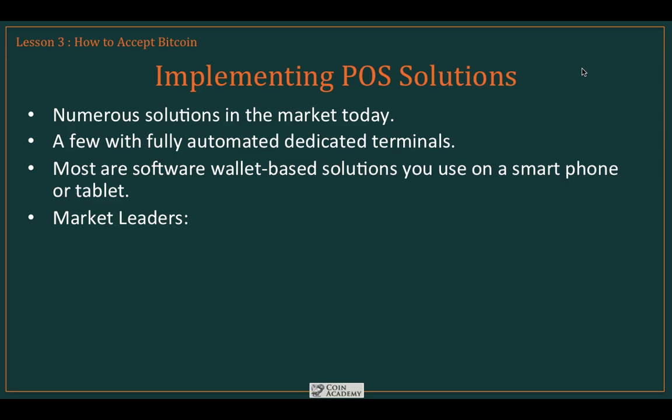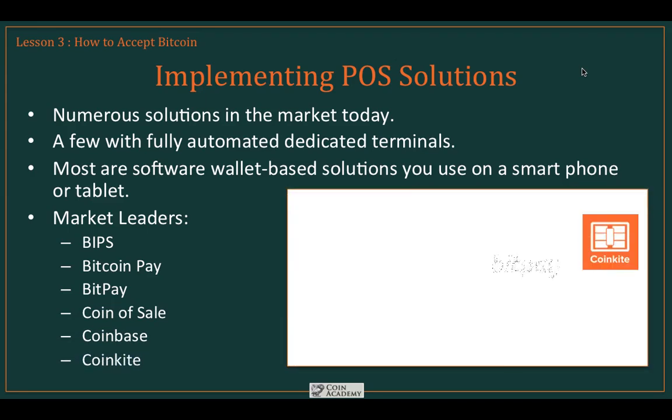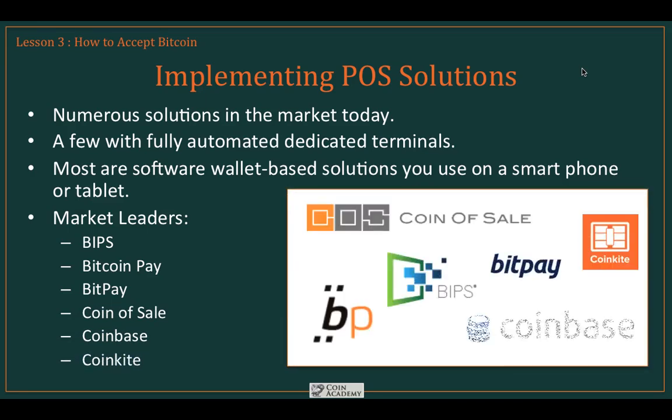The market leaders, and there are a large number of people here, we're not saying these are the only options or necessarily the best options, but the market leaders seem to be BIPS, Bitcoin Pay, BitPay, Coin of Sale, Coinbase, and CoinKite. All of them offer a variety of services, but they're largely similar in terms of their setup process and the actual transaction process. There's very, very little difference in the transaction process, how you get paid, how you present it to a customer.